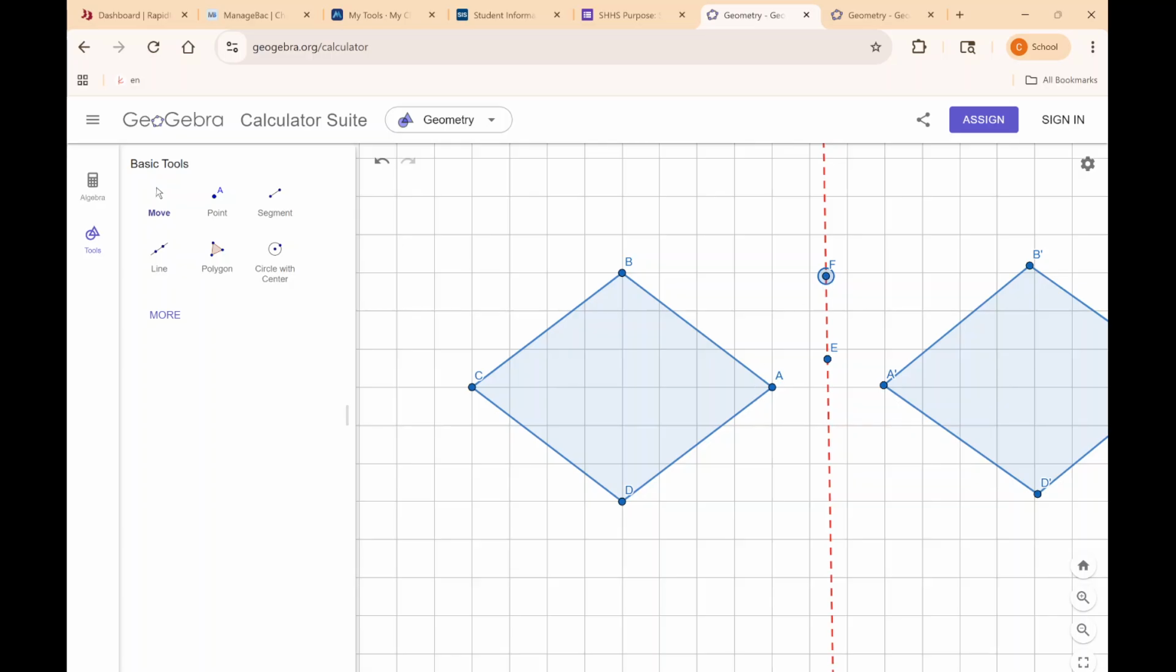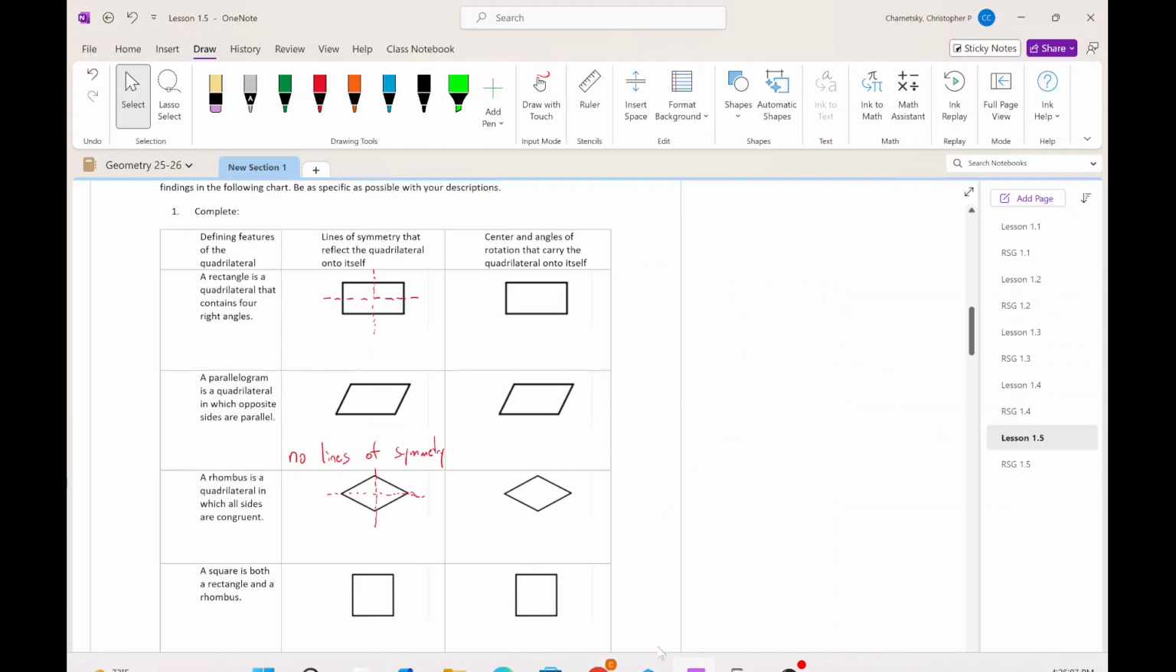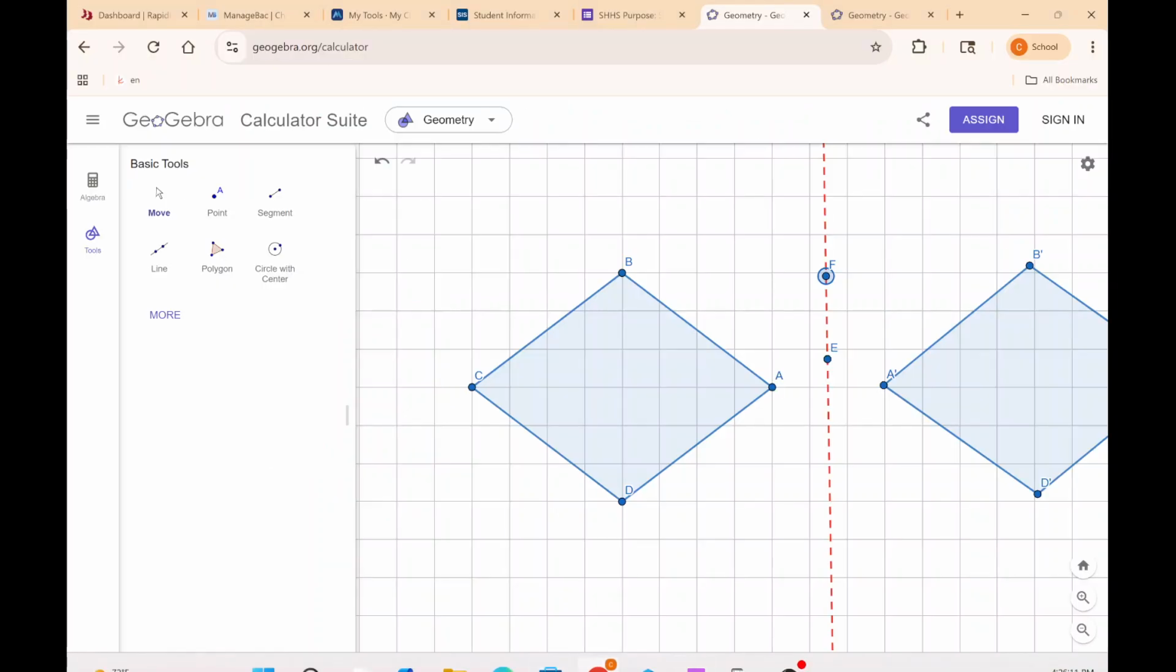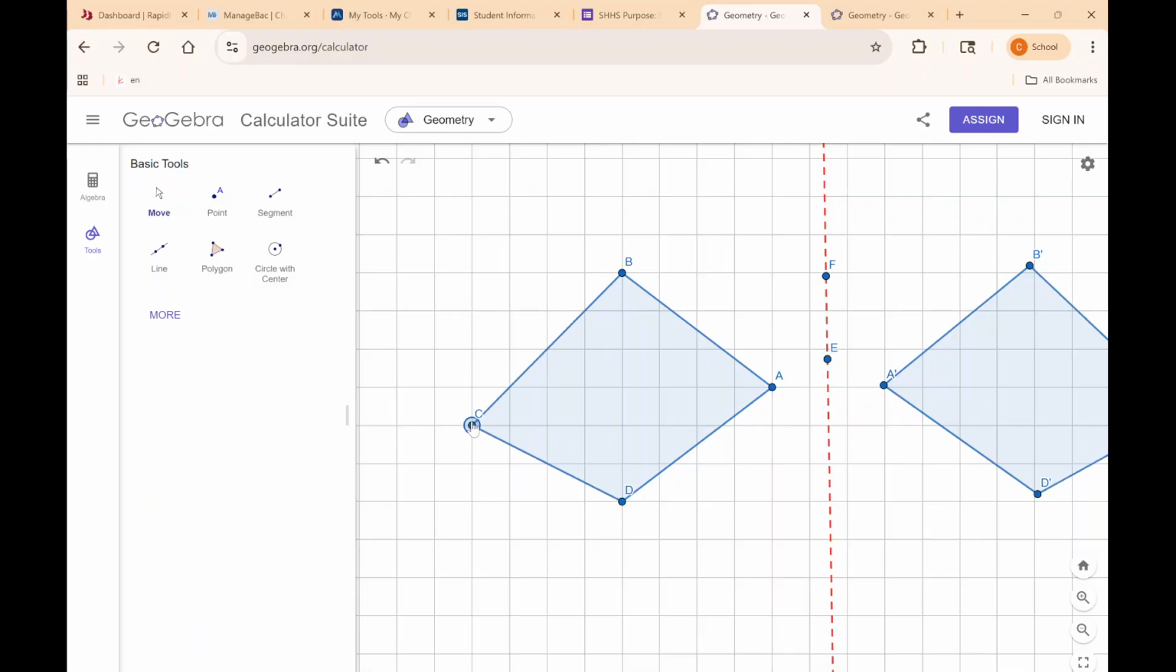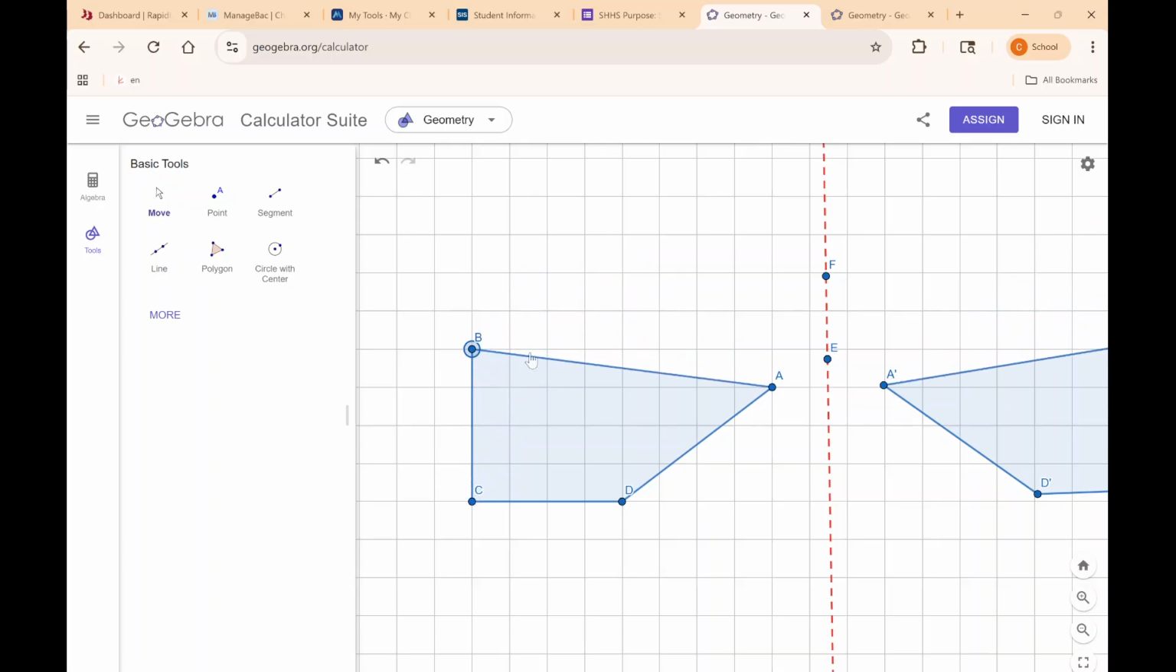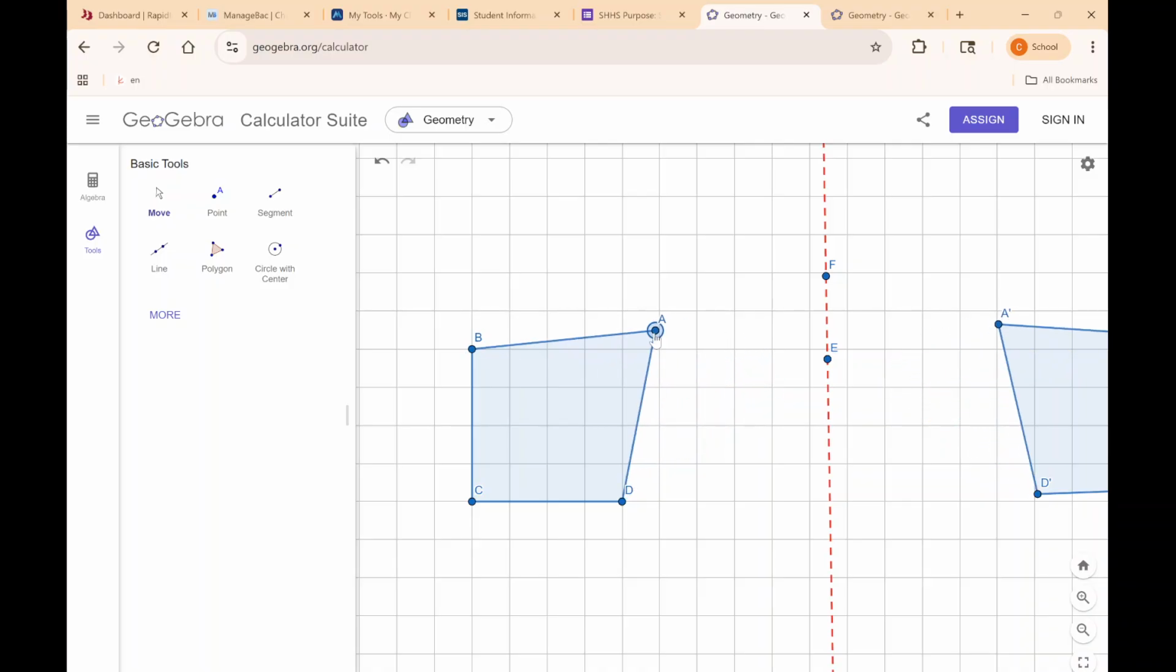Okay. Let's try a square now. So for the square, we'll make all the sides the same and all of the angles the same. In other words, 4 90-degree angles. There we go. All right, let's try horizontal.